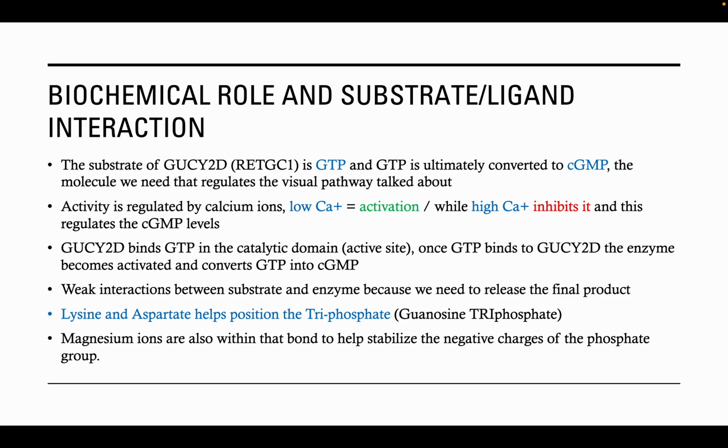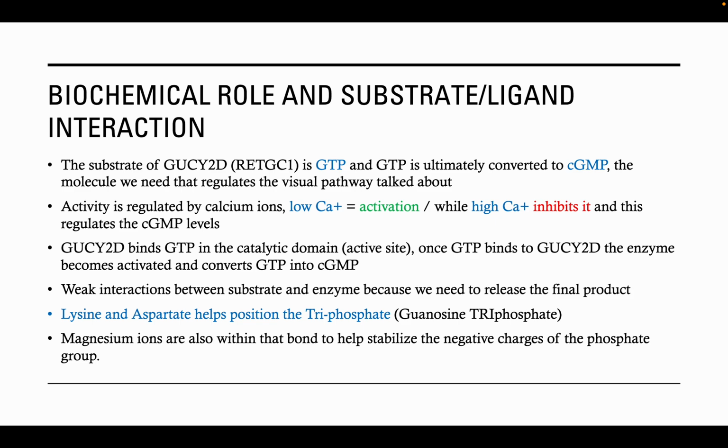I'm going to be referring to RET-GC1 as the protein product, the product that was encoded by guanylate cyclase 2D. The substrate for RET-GC1 is GTP. The end goal is for GTP to be converted into cGMP, which is the molecule needed to regulate the visual pathway we talked about. This activity is heavily regulated by calcium ions.